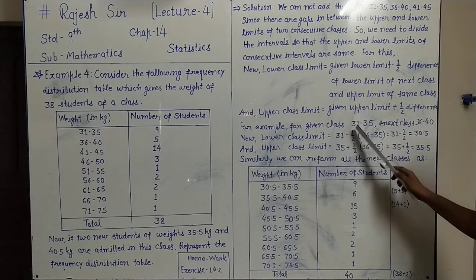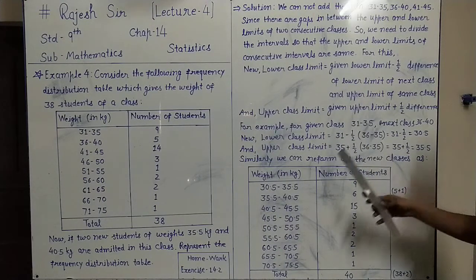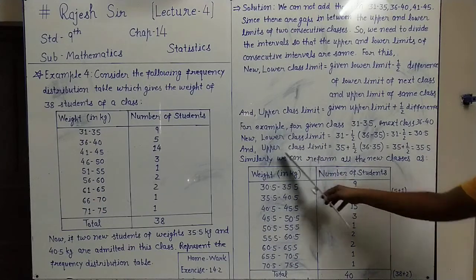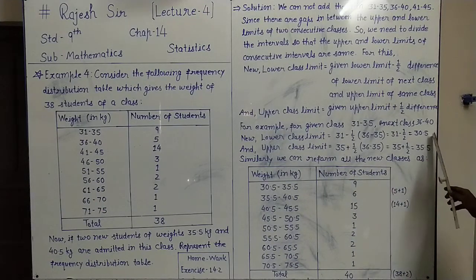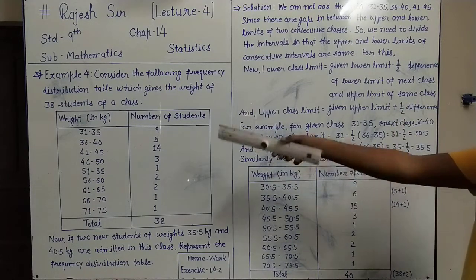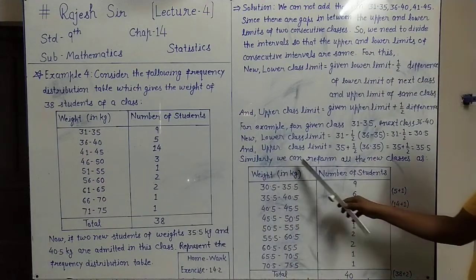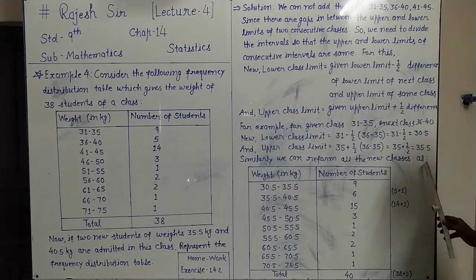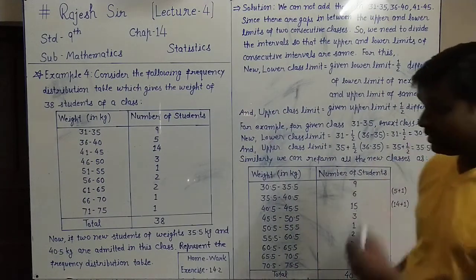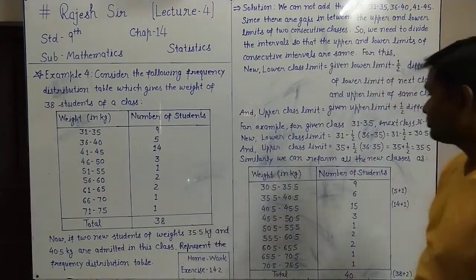So this way, this was the given class. Its lower limit is 31 and upper limit is 35. But this is the new lower class limit and new upper class limit: 30.5 and 35.5. This is for the first class we have done. Similarly, we can do it for all the classes. So similarly, we can reform all the new classes. So now the new classes we have reformed.